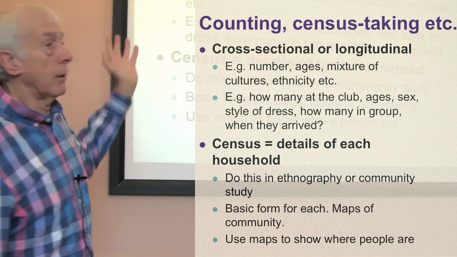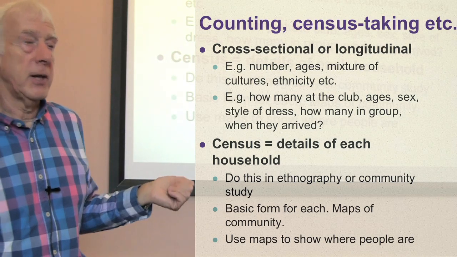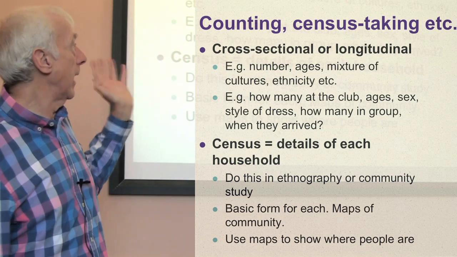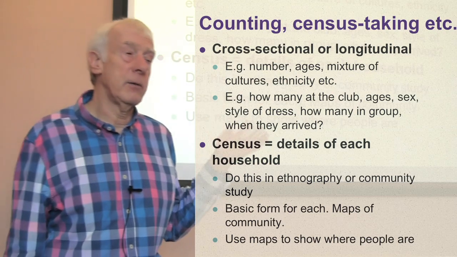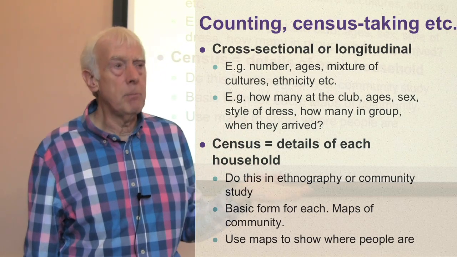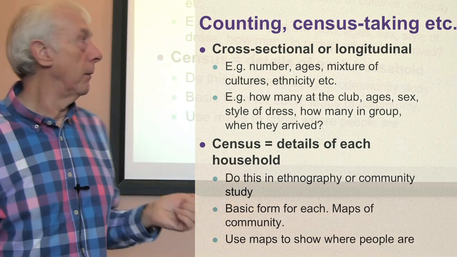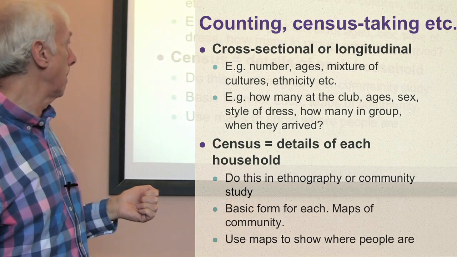So say you're at the tennis club and you're watching people at the tennis club: how many people at the club, what their ages, sex, style of dress, how many in the group, when did they arrive, when did they leave, and so on, all these kinds of issues. Very simple census taking of what's happening in the setting.